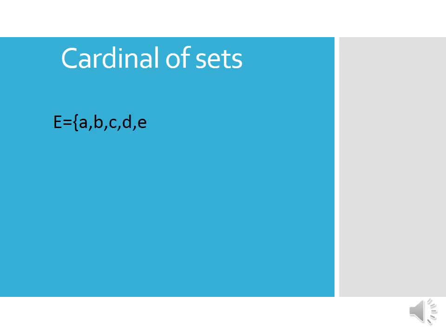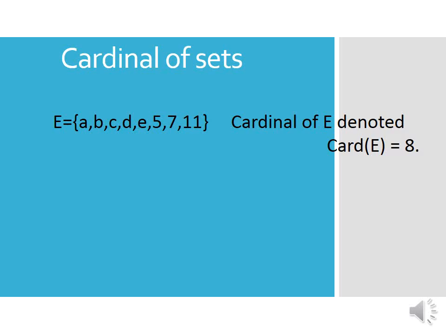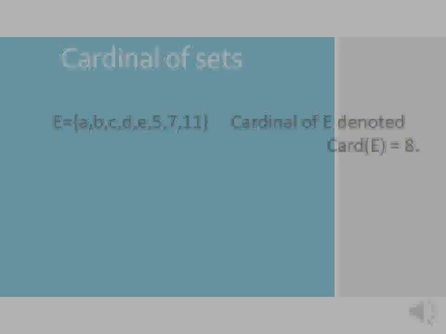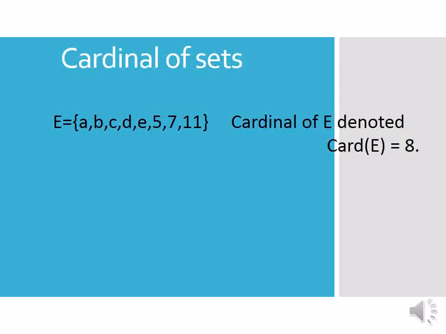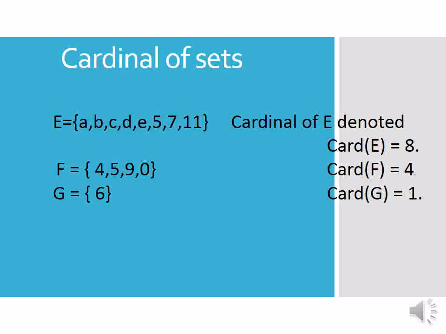Cardinal of sets. This set consists of A, B, C, D, E, 5, 7, 11, so it consists of 8 elements. So the cardinal of a set is the number of the elements of the set. Now look at F. It consists of 4 elements, so the cardinal of F equals 4. The cardinal of G is 1, since it is a singleton set, consisting of 1 element.